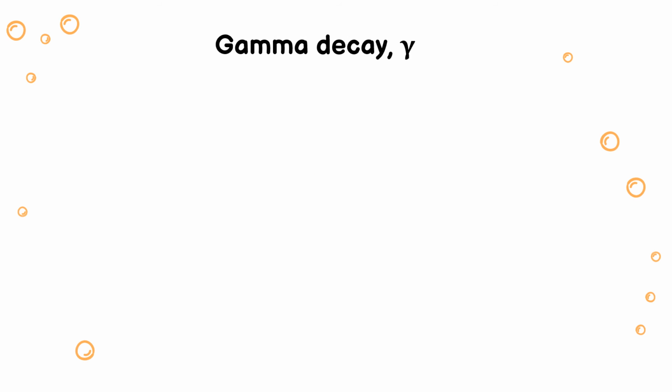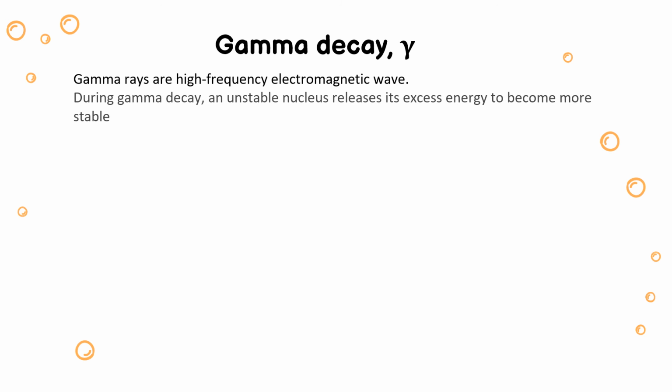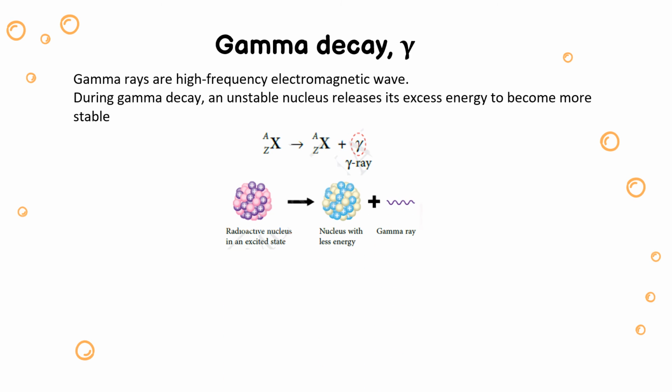How about gamma decay? Gamma rays are high frequency electromagnetic waves. During gamma decay, an unstable nucleus releases its excess energy to become more stable. The equations are as follows. Gamma rays have no mass and are neutral, with no charge. After gamma decay, there is no change in proton number and nucleon number for the nucleus. The nucleus is less energetic after gamma decay.